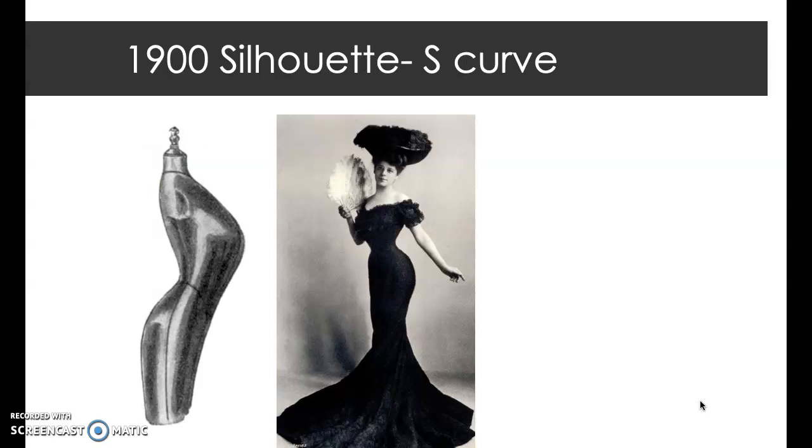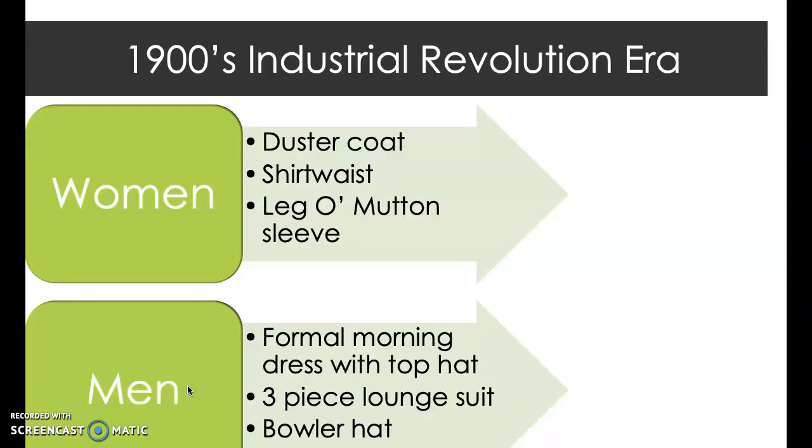Right, the silhouette in the 1900s is the S curve. So the S curve is really similar to the hourglass, except there's more emphasis on the booty and the bust. All right, so that it forms this kind of S curve. All right, women's fashion, we have the duster coat, the shirtwaist, the leg of mutton sleeve. And for men, we have formal or morning dress with top hat, the three-piece lounge suit, and the bowler hat.